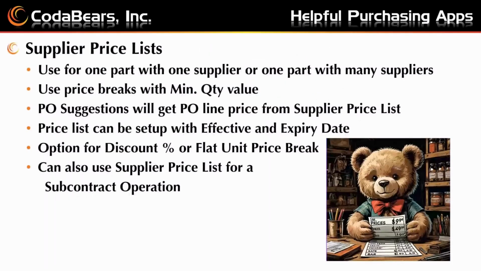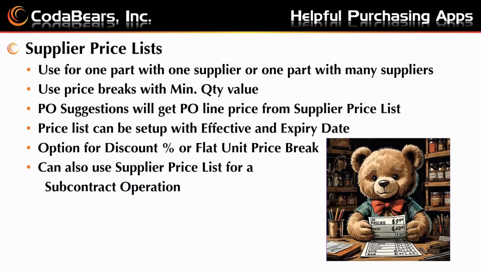Supplier price list. Why do you want to use it? Why are they great for you to use? Well, it's a really good tool if you have a part that you source from multiple suppliers, because you can add different quantity breaks. You can do it either by a price or by a percentage. Your suggestion will get your supplier price directly onto the PO line, so you don't have to remember which price you're going to get if you did this quantity break or that quantity break.